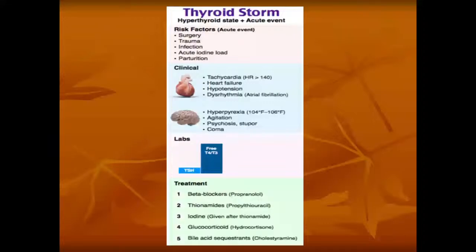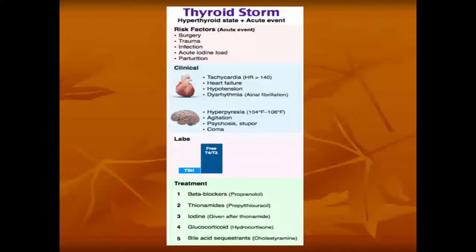before it starts to just give out. So a lot of these patients come in with heart failure, they're hyperthermic, they're agitated, they can have psychosis, stupor, coma. So similar thing, they may need airway protection. And the most important thing is giving a beta blocker. This treatment is a list in order of importance.